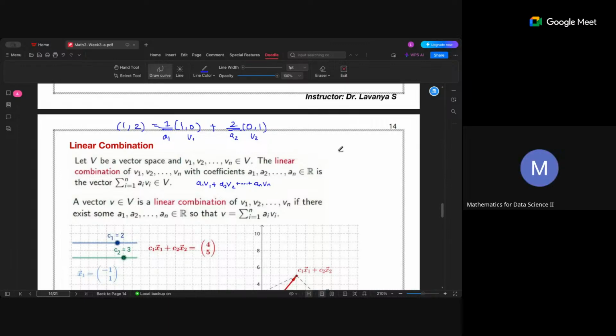So when I have only one vector, linear combination means anything multiplied by v1 will be a linear combination. Just scalar multiples. The linear combination of v1 is simply scalar multiples of v1. Okay, fine. For one vector, it is just scalar multiples. For several vectors, it is of this form.